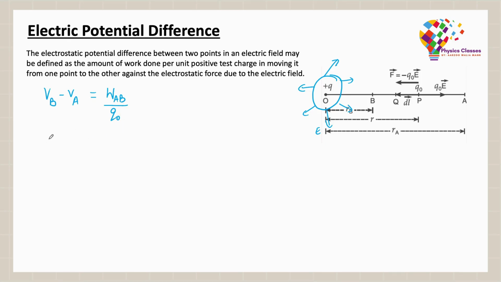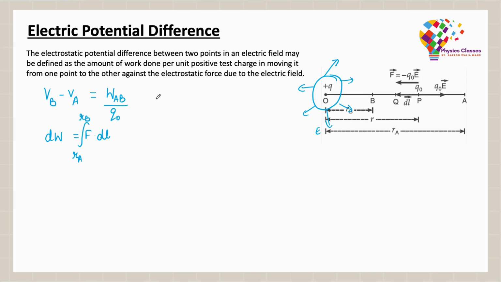Now, further, I know that in order to find out the work done, I should be able to write down the force first. So let's say that the work in moving a small part dl over here is simply F dot dl, and I'll have to integrate it from A to B. So I can assume that the distance of A from O is RA and the distance of B from O is RB. So I have to integrate it from RA to RB.